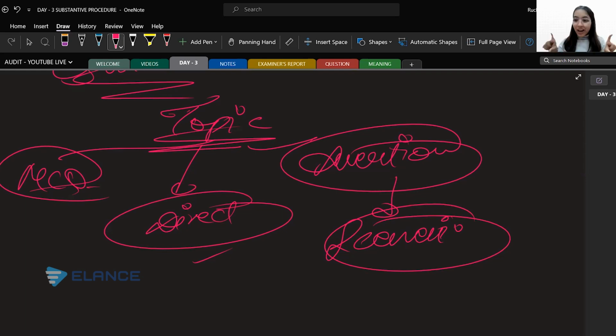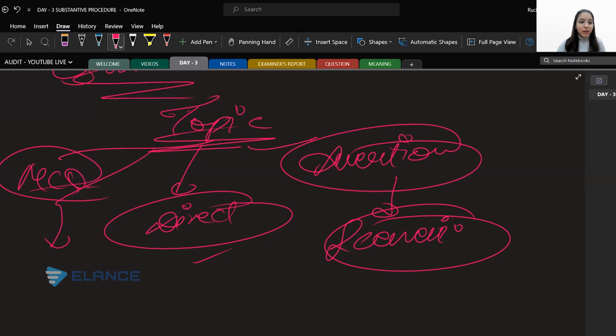This is a new kind of question that ACCA comes up with, because sometimes what happens in the risk questions, they cannot directly ask you the substantive procedure. So they may give you one additional para and then they may tell you to write substantive procedures for that. So the question reading plays a huge role. Okay.